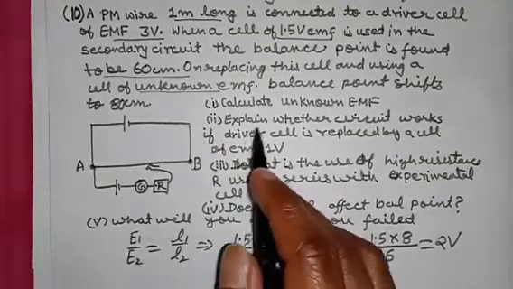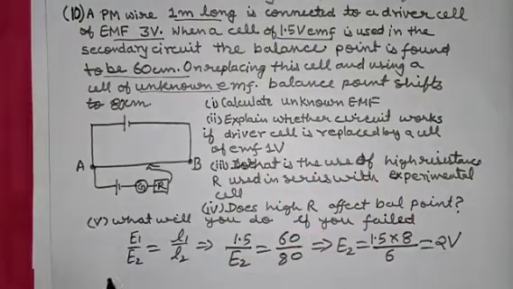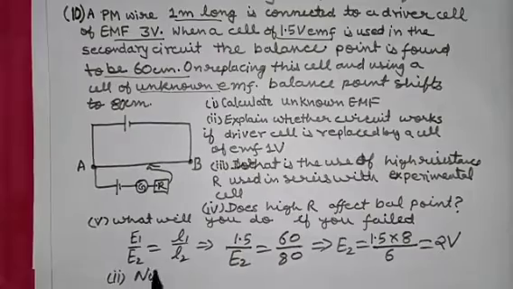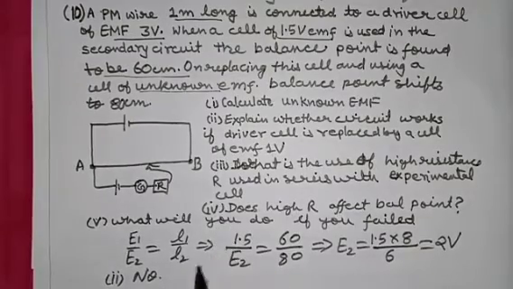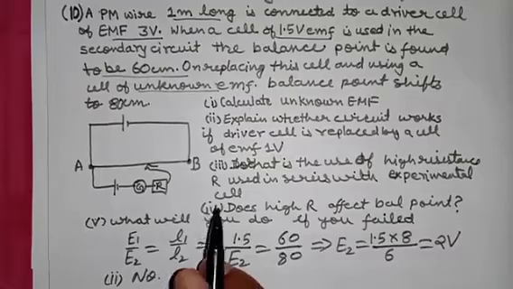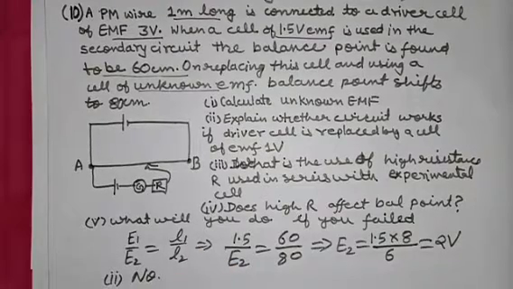Now explain whether the circuit works if the driver cell EMF is less. Answer is no, big no, because otherwise we will not be able to find the null point, because each time the galvanometer shows deflection in one direction only.